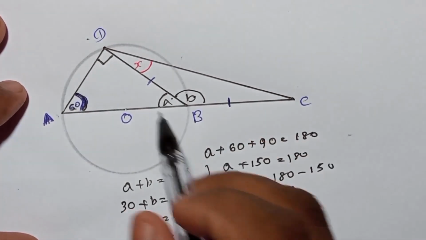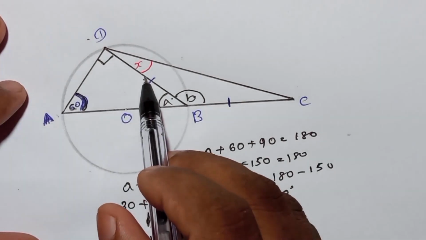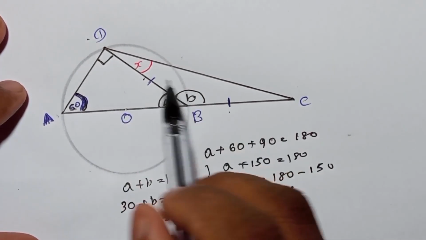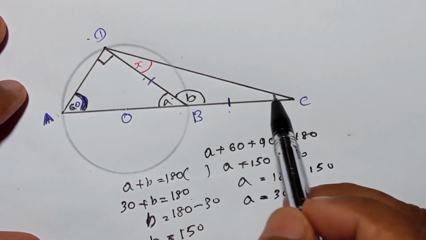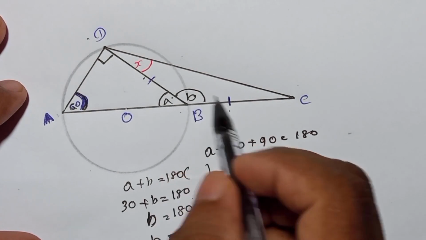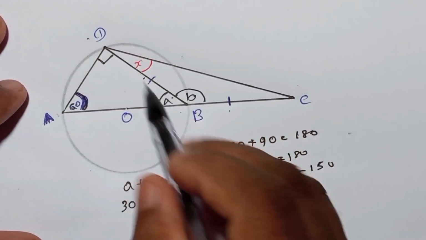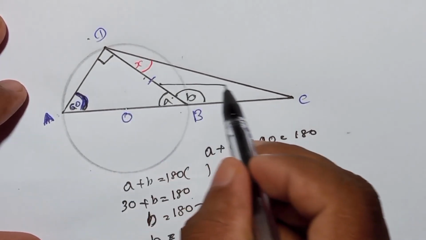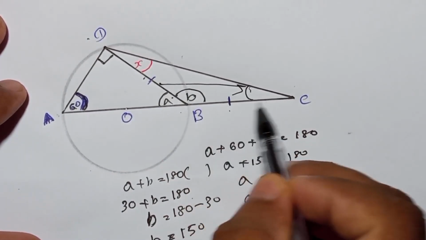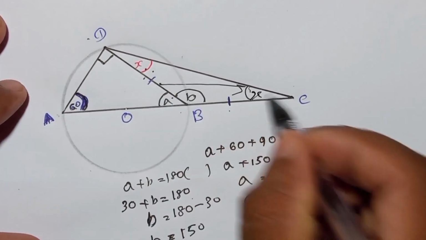And also you need to know here they tell us DB equals BC. They put this dash here, so that means these two sides are equal. BD equals BC. So DBC is an isosceles triangle. So the angle opposite this side will be equal to the angle opposite this side. That means here x, then here also x.